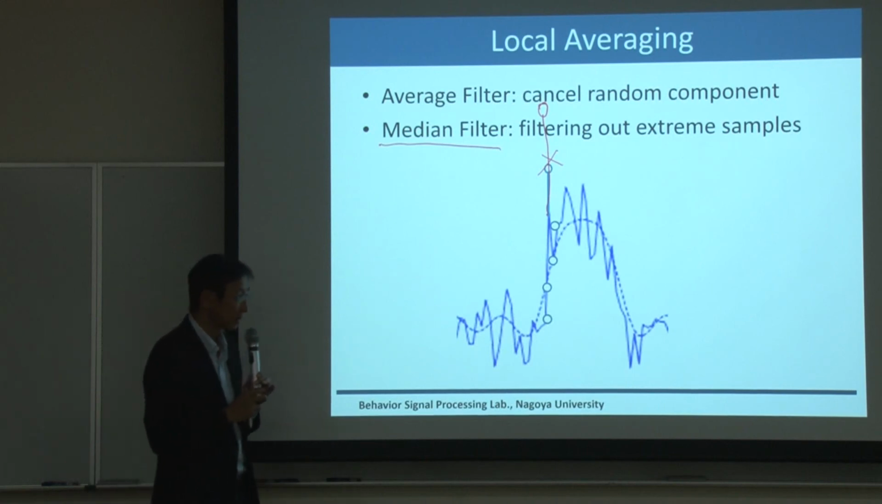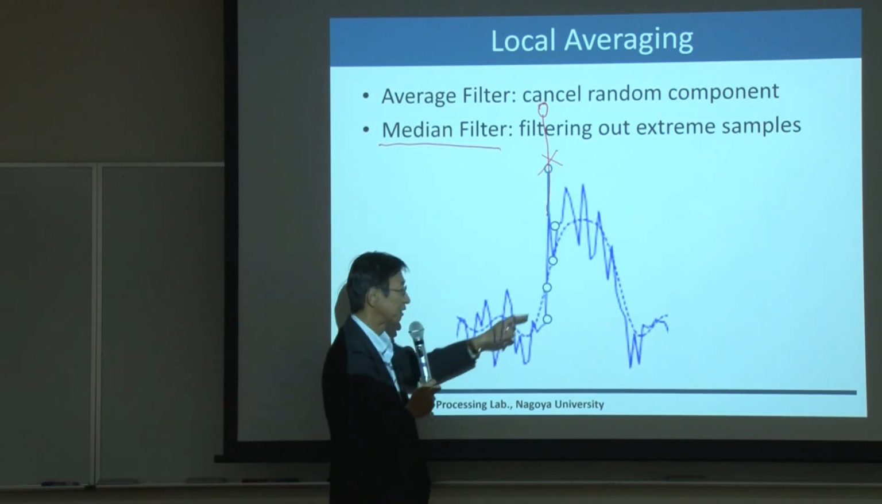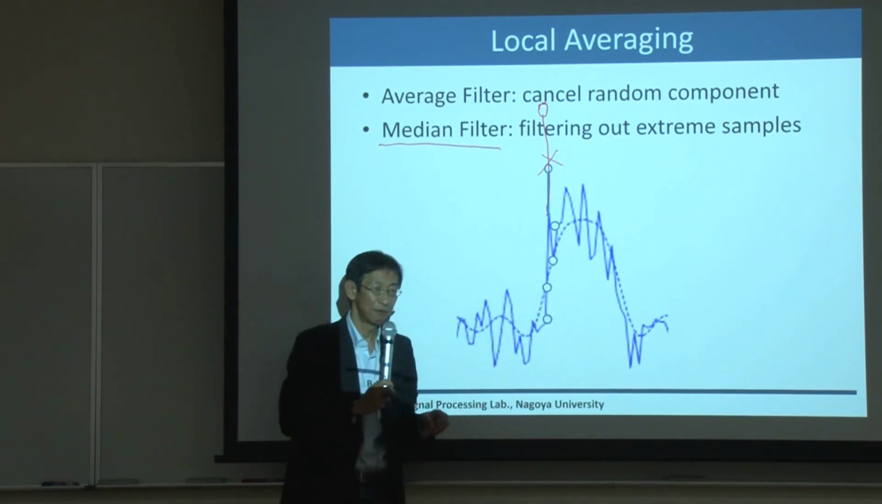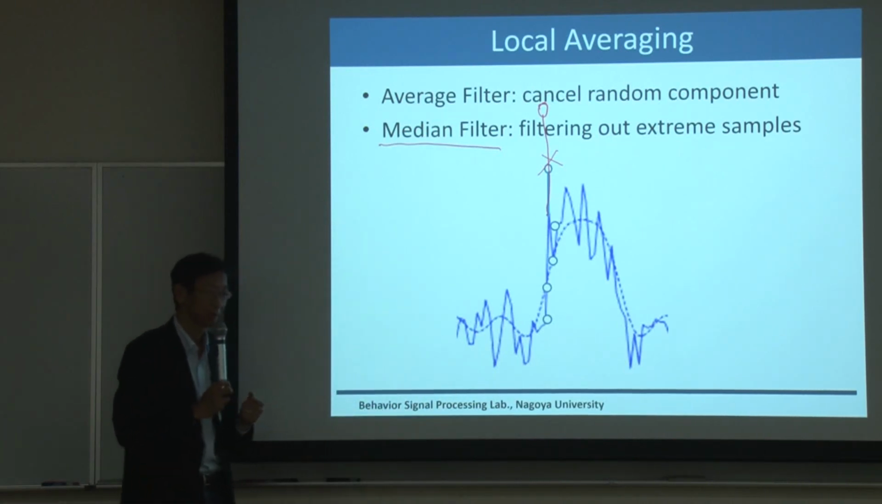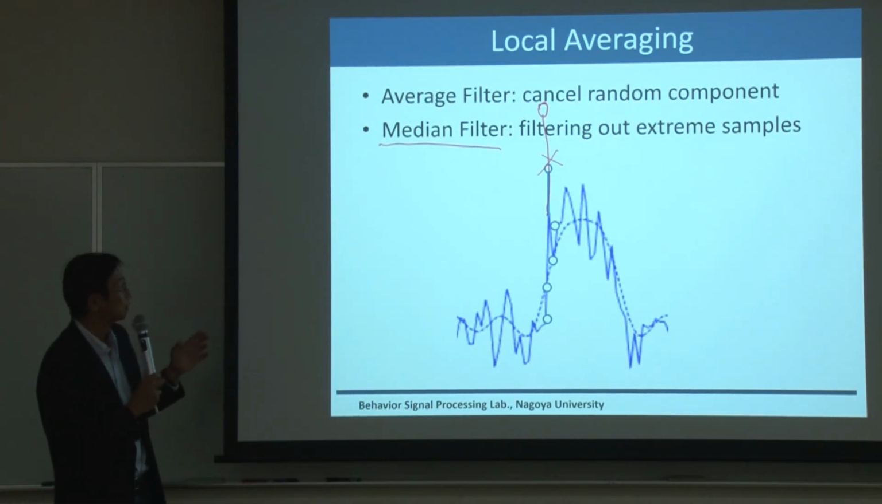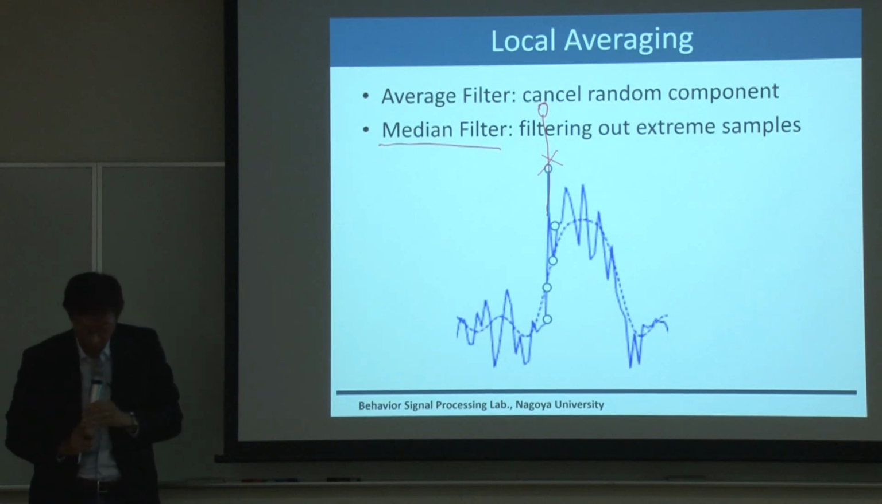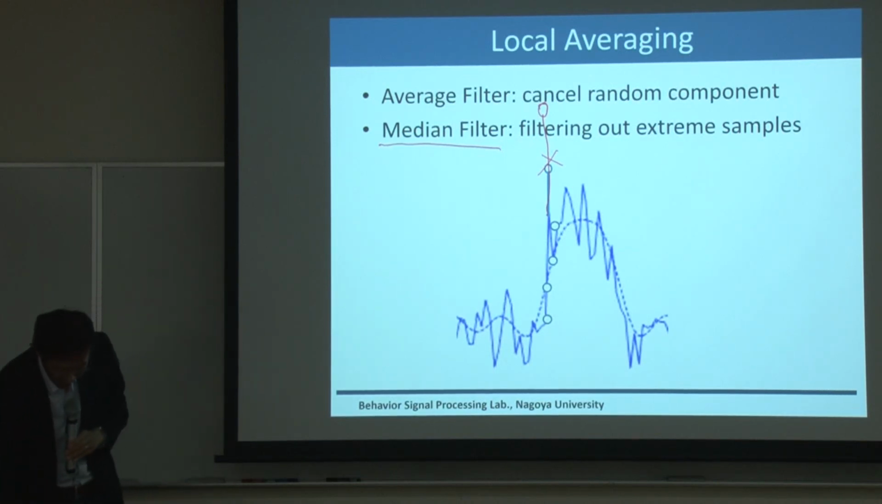So we usually use the median filter a lot, whatever we measure, if we can suppose that the real signal doesn't change very fast or rapidly. So please remember the word median filter. This is very useful from my experience.